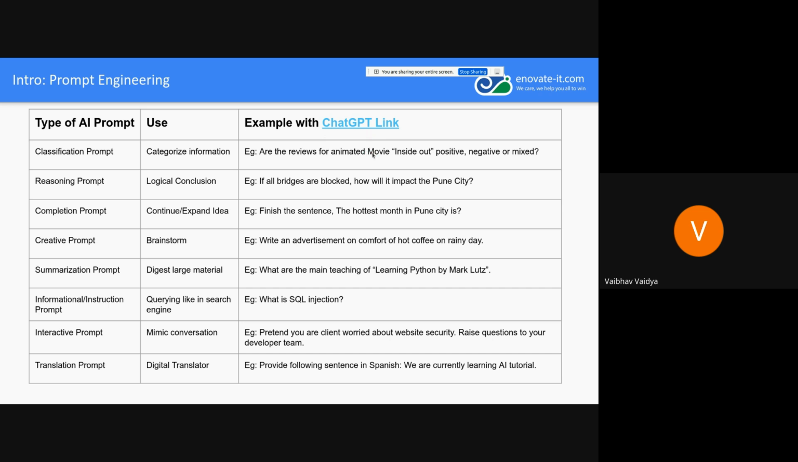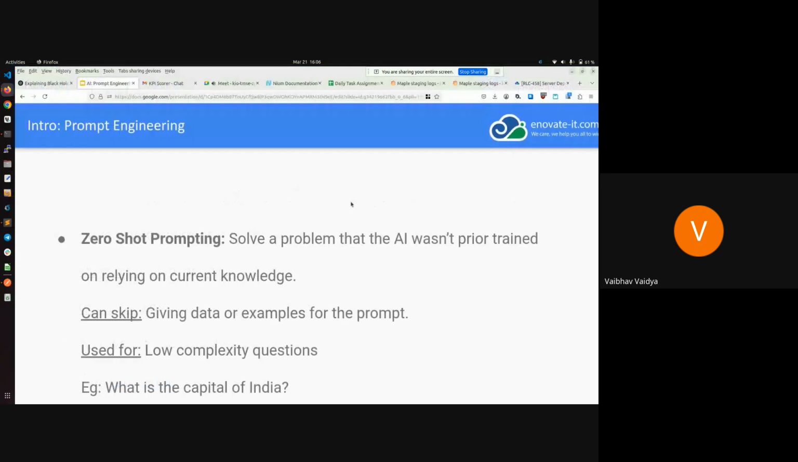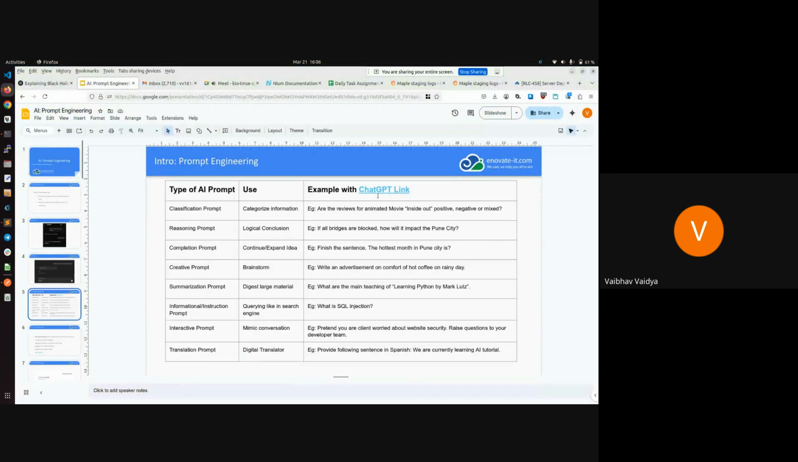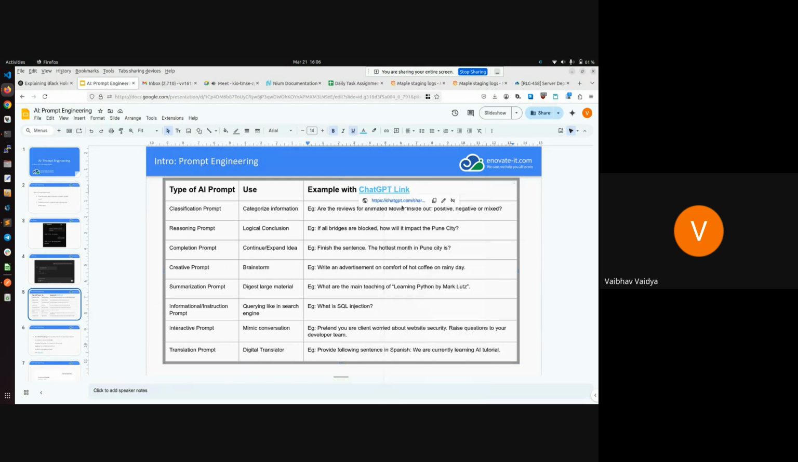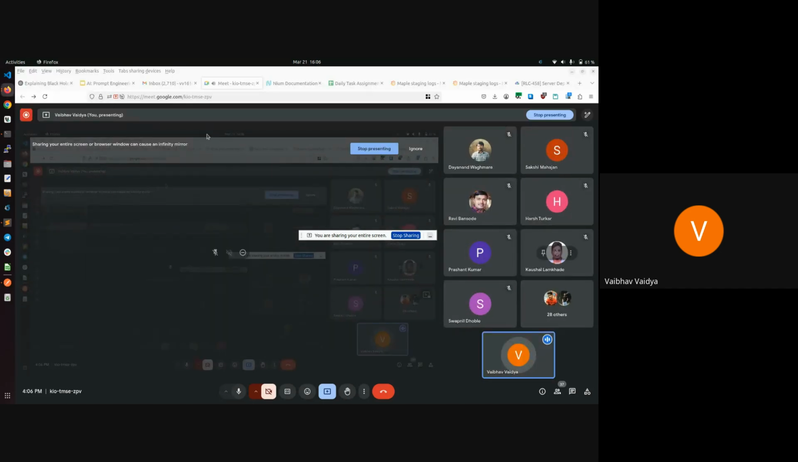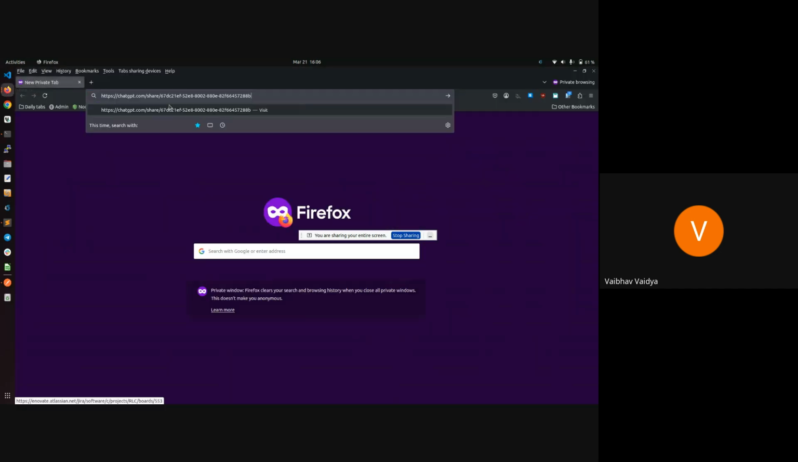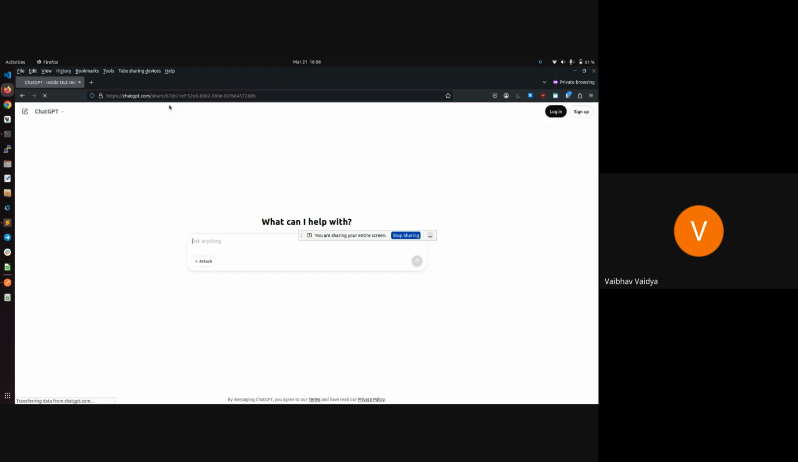Let me exit from this screen and go back here. For example, I copy this link. One second, let me reshare and share my entire window. Let me open it in a private window. These links are accessible by anyone.